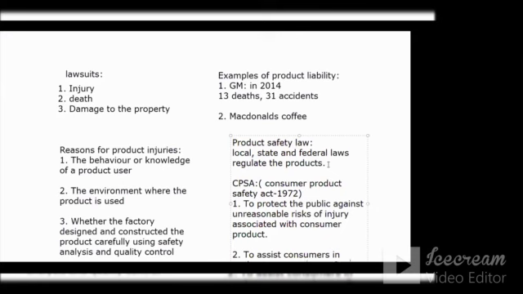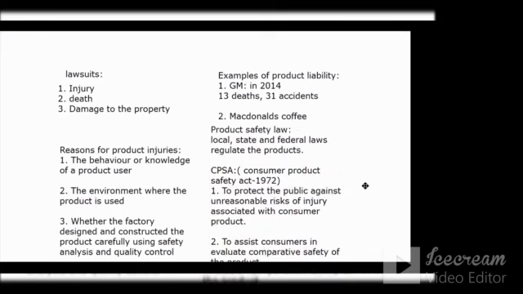Safety of the product. Yes, following, good. Here, comparative safety. Being a consumer, he has all the rights to know the safety of the various products. For example, when I'm buying a television set, I can always compare the safety of the television set from different companies. Which company has given more safety?